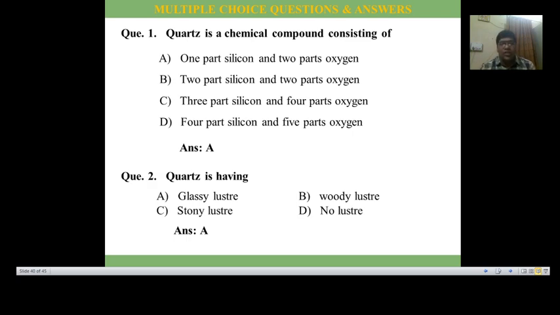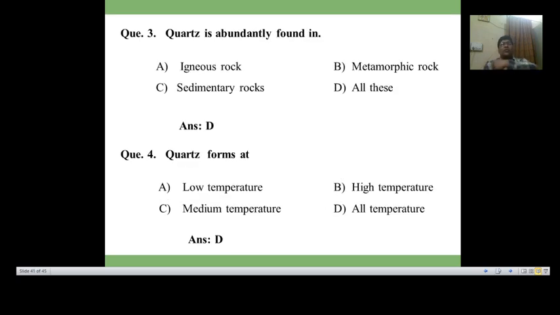Question number 2, quartz has a glassy luster, woody luster, stony luster, or no luster. Luster is the geological term for shining, and quartz is smooth and shiny in nature. Glassy luster. Answer A is the correct answer. Question number 3, quartz is abundantly found in igneous rocks, metamorphic rocks, sedimentary rocks, and answer D is all these. Usually quartz is available in all forms of rock at all temperatures. So answer D, all these, is the correct answer.